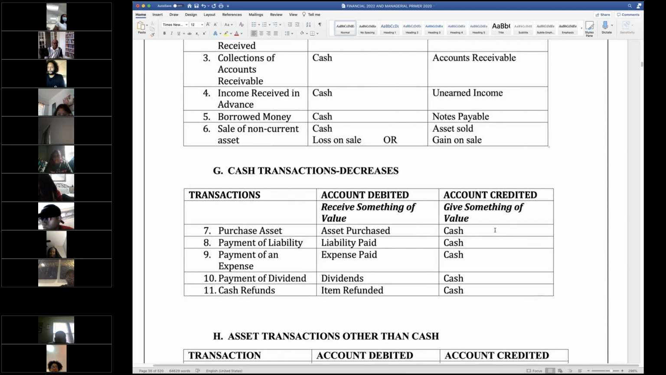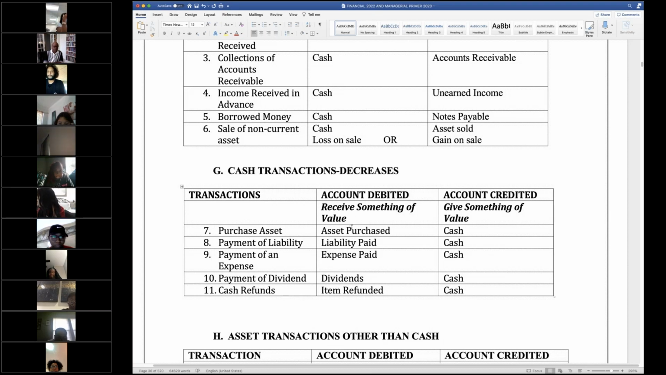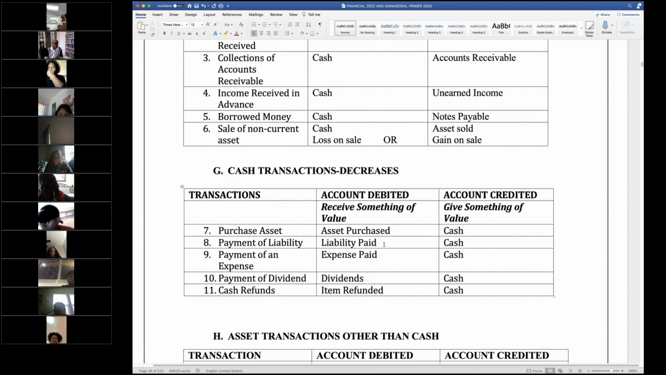When cash is paid out, whenever we say cash is paid out, you've got to credit cash. Sometimes on assets purchased, people debit cash. Sometimes on liabilities paid, not as much there. On expenses paid, sometimes people will debit cash. On dividends, I've had people debiting cash then. Whenever you see the word cash is paid, you've got to credit.